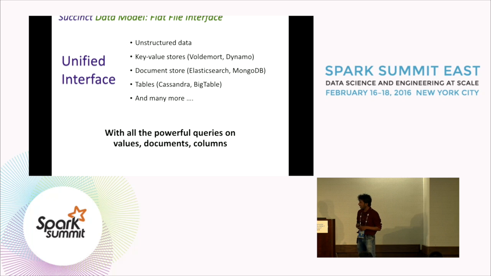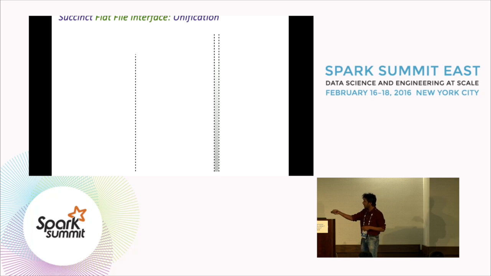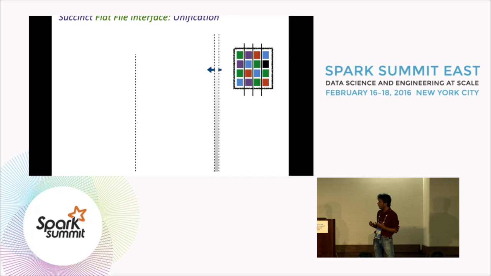Okay, so I want to give you a very quick idea about this unified interface, how it works, because it's really simple. So here's what it does. This is the Succinct interface, or Succinct Spark interface. You submit your file as you want, like a table or a key-value store or as a document store. So you submit a file as a collection of documents or tables.